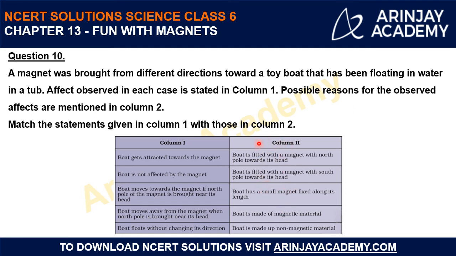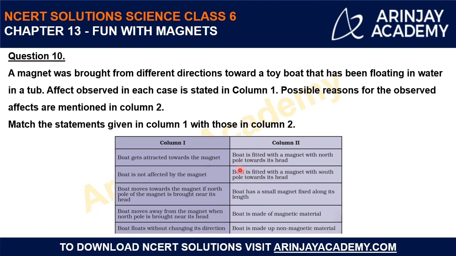So we need to possibly arrange them in the correct order, right? So you have to do this match. Let's see the list of column 1 and column 2. In column 1 you have: boat gets attracted towards the magnet. Second, boat is not affected by the magnet. Third, boat moves towards the magnet if north pole of the magnet is brought near its head. Boat moves away from the magnet when north pole is brought near its head. Boat floats without changing its direction.